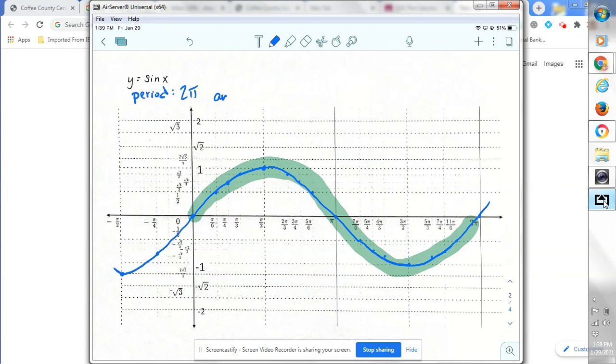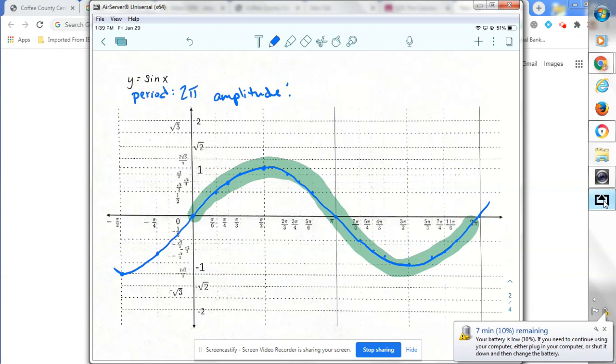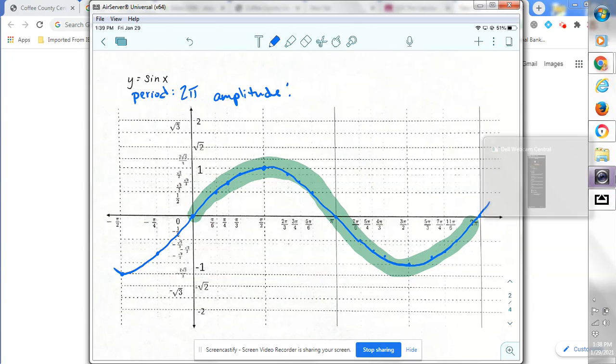All right, and then the amplitude is the height of the graph from the middle, the midline, to the highest point, that distance. So the midline is here, the highest point is here. That's a distance of 1, so that would be the amplitude. You could also go from the middle to the lowest point. That's also going to be 1.